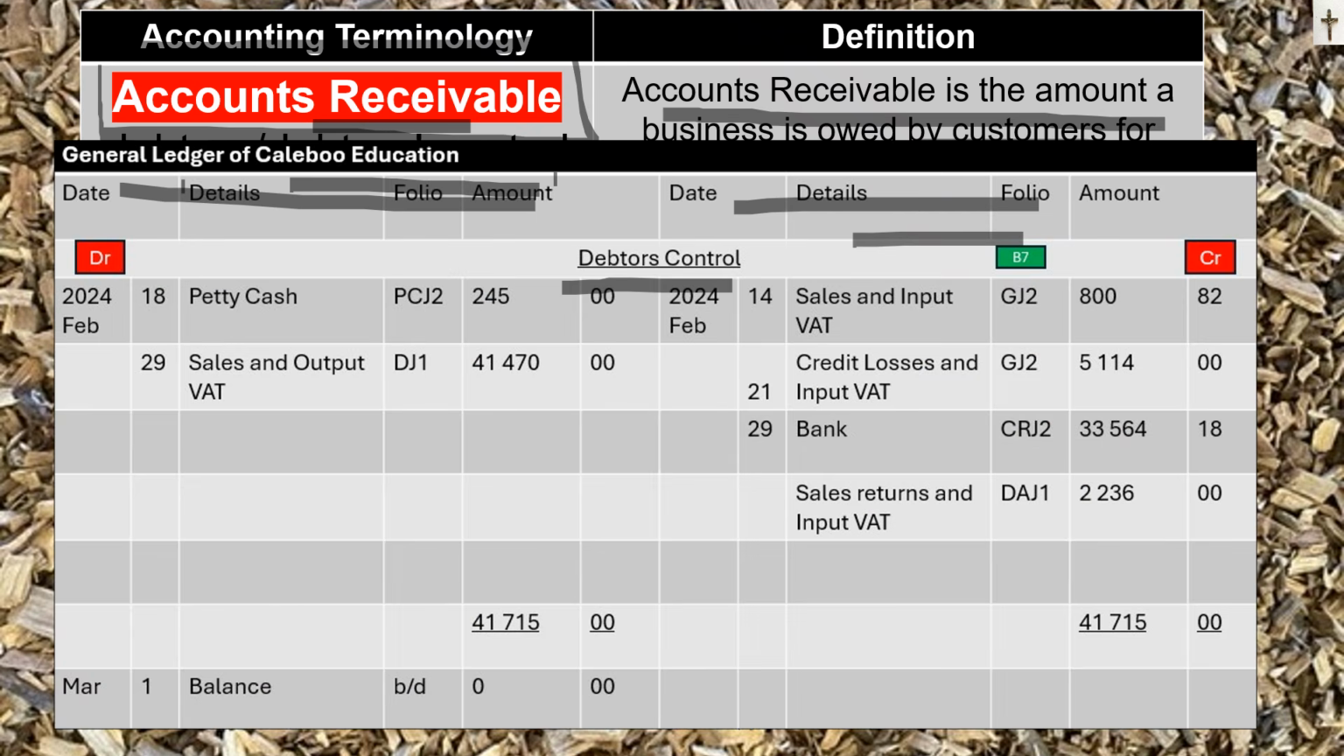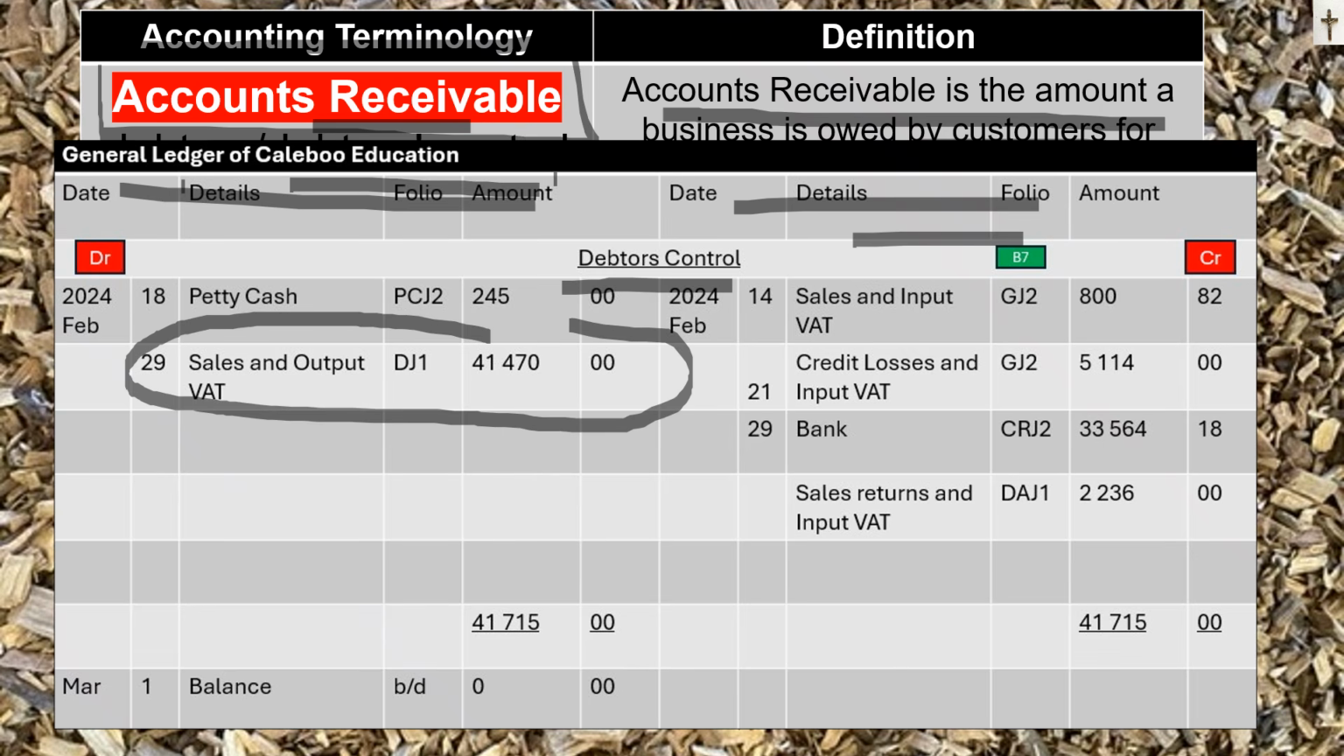And there's an example. That number there was the credit sales for the month, 41,470. Don't stress about all the details in these accounts. We will deal with them in more detail. I'm just showing you what the debtors control account looks like.